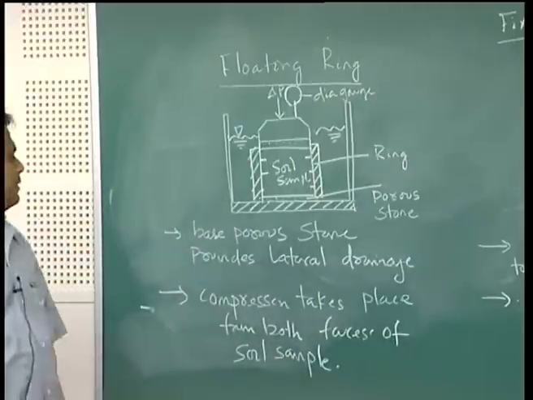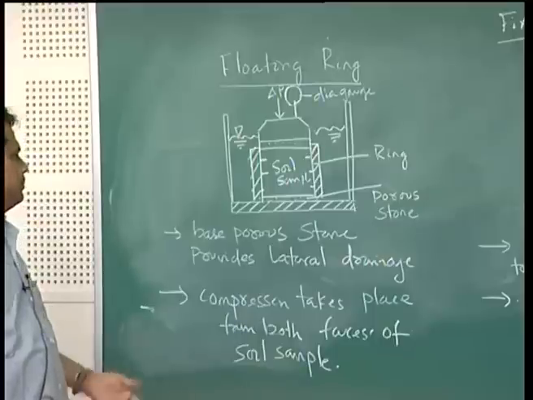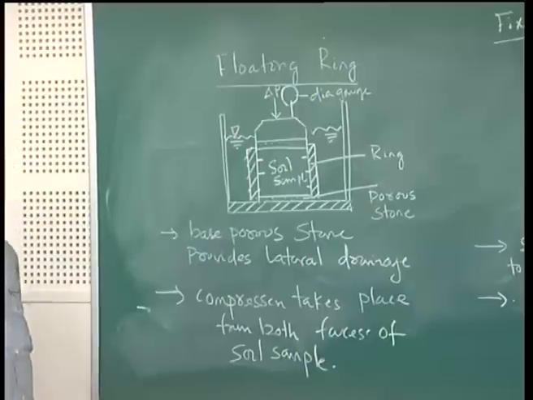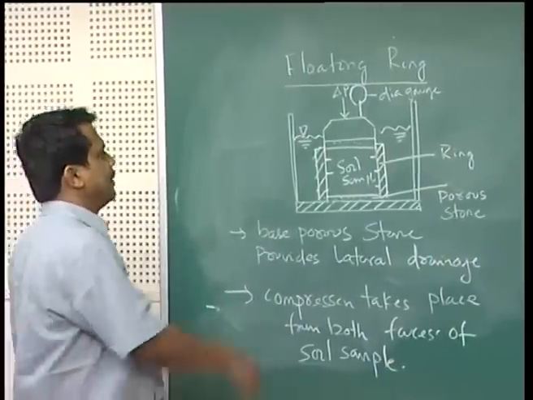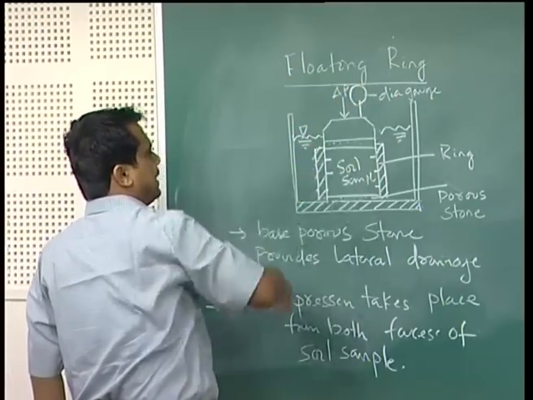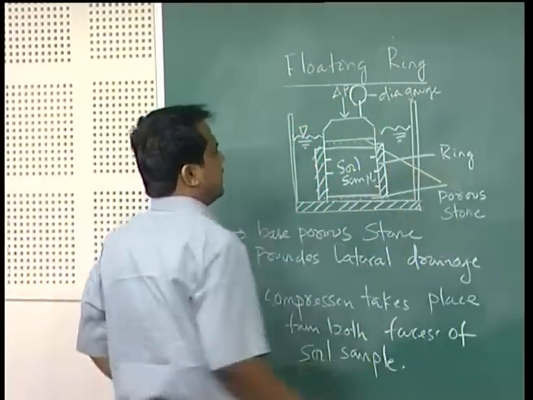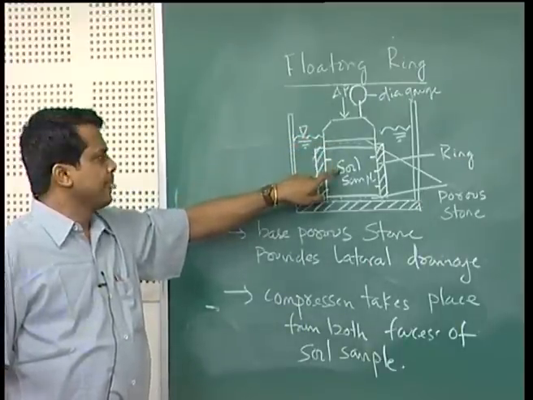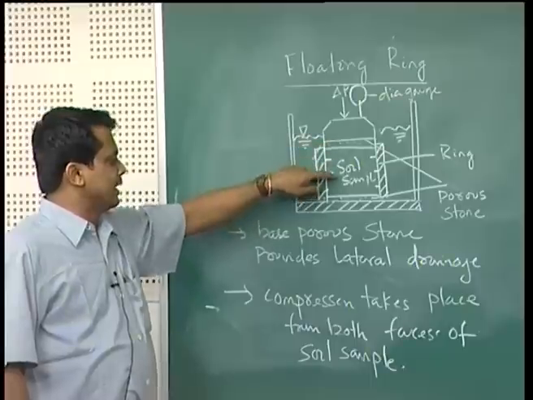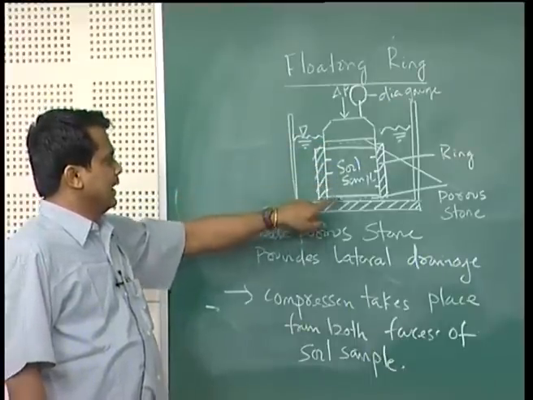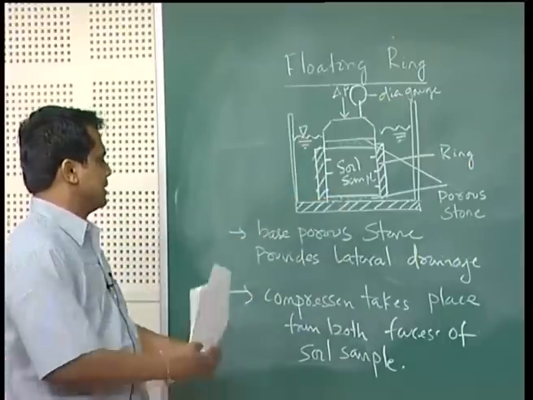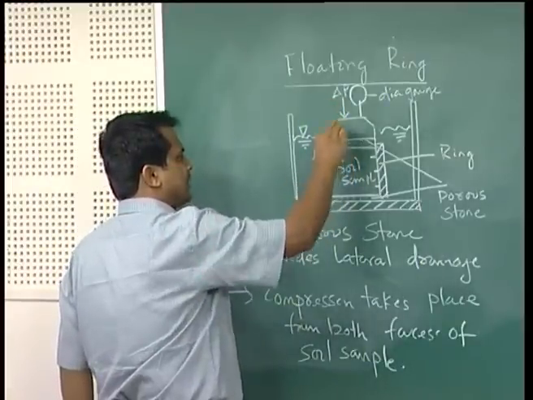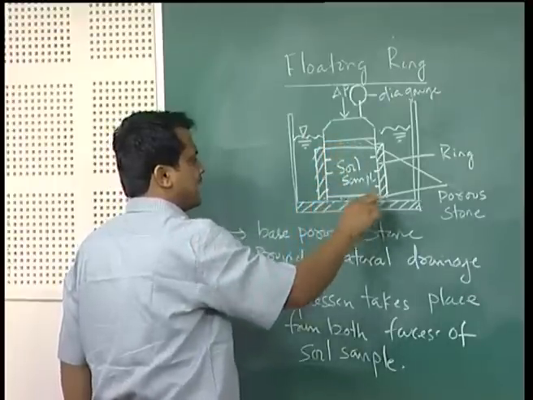It measures the deformation. Now, in this case, the base porous stone provides lateral drainage. That means if I apply load here, the load is transferred through the porous stone to the soil sample, and drainage of water occurs at the base porous stone. The compression occurs by applying surcharge from the top porous stone. So, here drainage will occur.